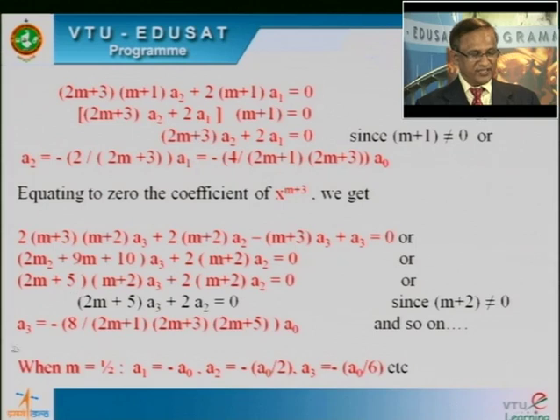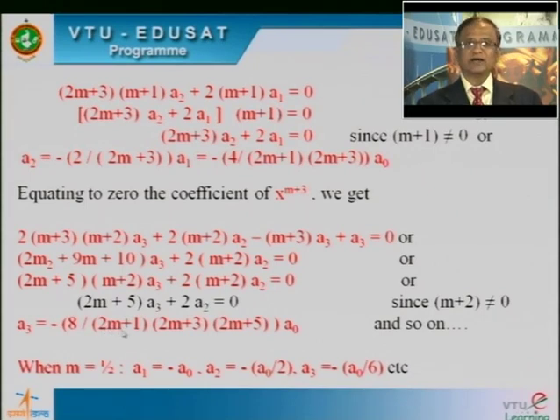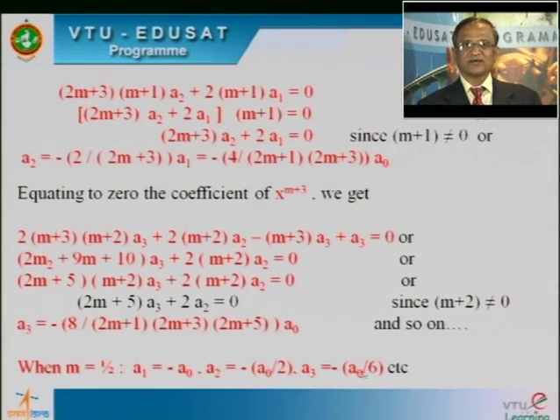Again a3 is known. In this case you can replace m by 1 by 2. 2 into 1 by 2 is 1, 1 plus 1 is 2. Again m is 1 by 2, 2 by 2 is 1, 1 plus 3 is 4, 4 into 2 is 8, and the numerator and denominator 8 cancel. Again we replace m by 1 by 2: 2 by 2 is 1, 1 plus 5 is 6. So you will get minus 1 by 6 into a0. That is the value of a3 that I have written here.